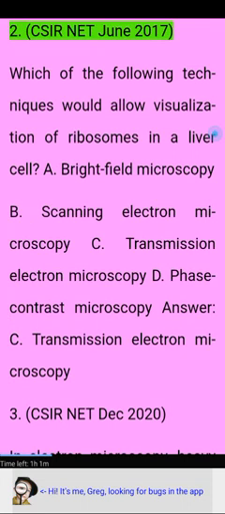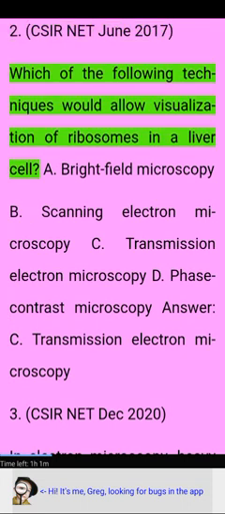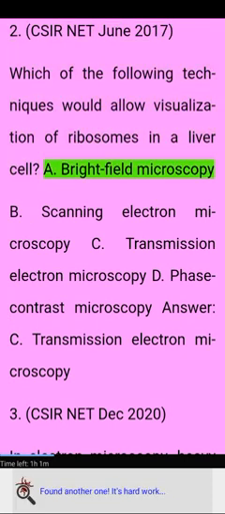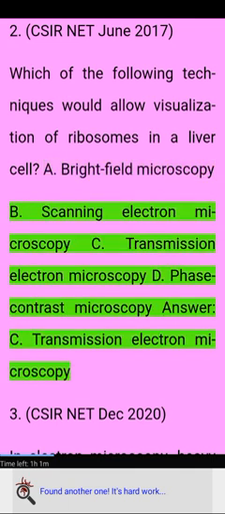2. CSIR-NET June 2017. Which of the following techniques would allow visualization of ribosomes in a liver cell? A. Bright field microscopy. B. Scanning electron microscopy. C. Transmission electron microscopy. D. Phase contrast microscopy. Answer: C.